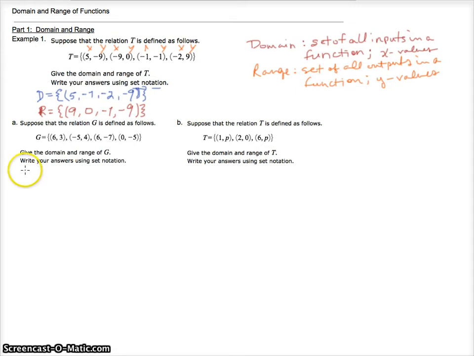So G's domain is all of the x values. So 6, -5, and if I have 6 twice, I don't list it twice, so I'm going to erase that 6, and then I have 0.